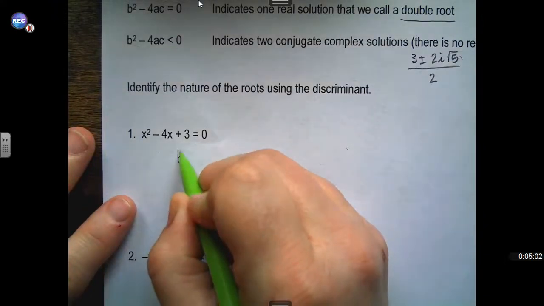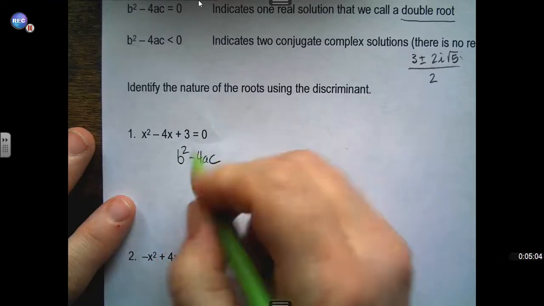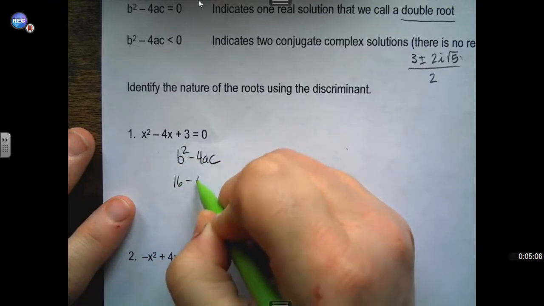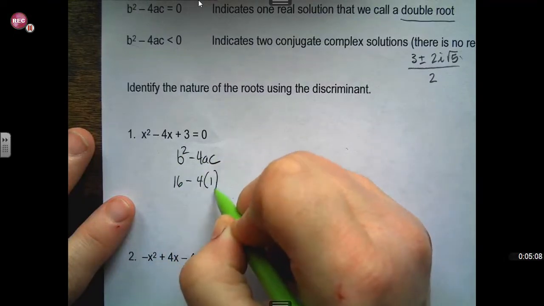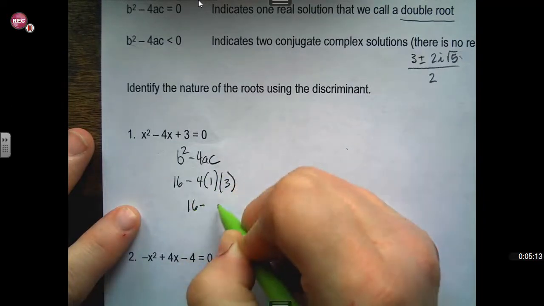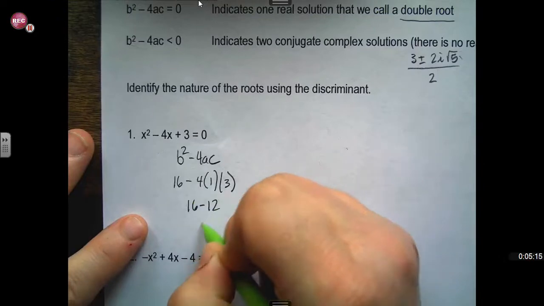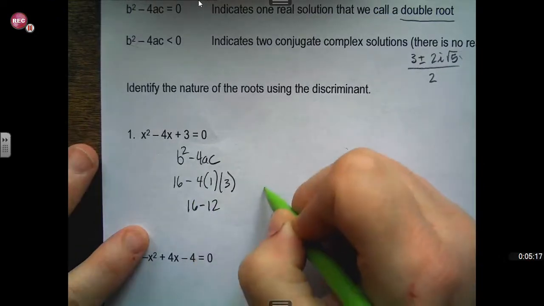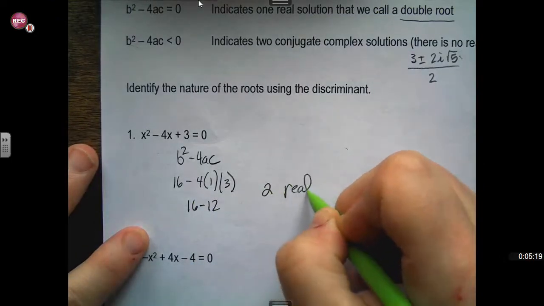So I'm going to do b squared minus 4ac. So here I get 16 minus 4 times a is 1 times c is 3. I get 16 minus 12. That's going to be positive. So I get 2 real roots.